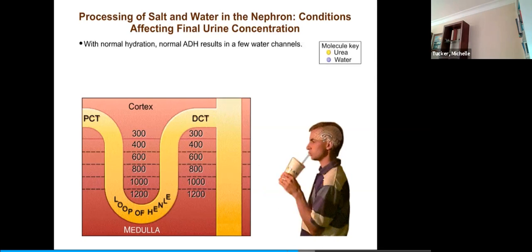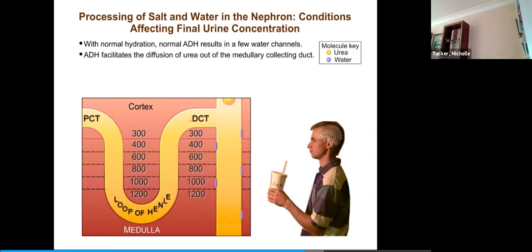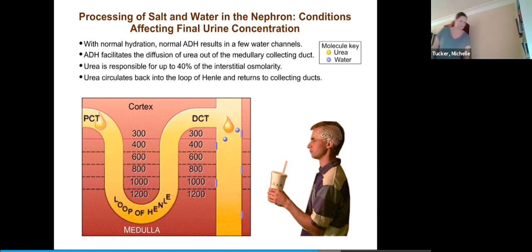With normal hydration and levels of ADH, water channels are present in the luminal membranes of these cells, resulting in moderate water permeability. ADH also facilitates the diffusion of urea out of the medullary collecting duct into the interstitium. Although it is considered a nitrogenous waste product, urea is responsible for up to 40% of the medullary interstitial osmolarity. From the interstitium, urea passively re-enters the filtrate in the loop of Henle and recirculates back to the collecting ducts. It may then again diffuse into the interstitium or pass into the renal pelvis as a component of urine.